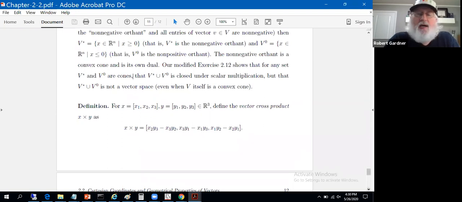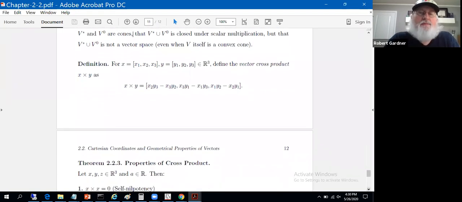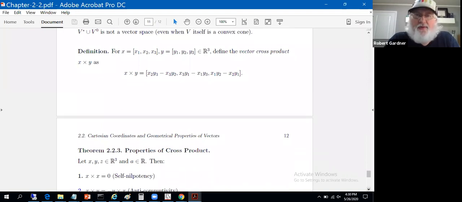And one last little topic: cross product. So you'll like this because this is familiar stuff. You did this probably in calculus 3 and in linear algebra. Let's take 2 vectors, x and y, with components x1 through x3 and y1 through y3 respectively, so they're vectors in R3. Define the vector cross product of x and y as given here.